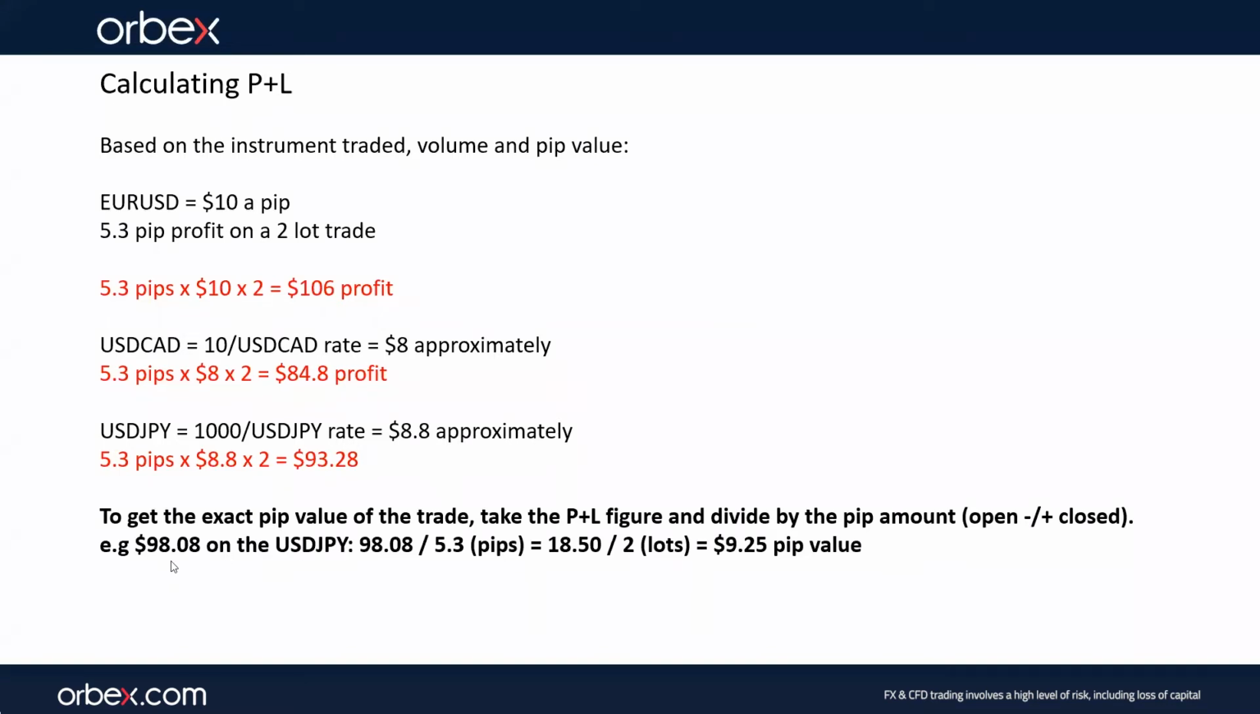So the dollar yen trade, we've got a P&L of $98.08. I'm dividing that by the 5.3 pips that I've won, which equals $18.50, and then dividing that by the two lots. The two lots was the trade originally, and it's $9.25 a pip. So that was based on the fact that I won 5.3 pips. I've got two lots, and it was the amount of funds that I was winning at the time. So it's just another calculation there.